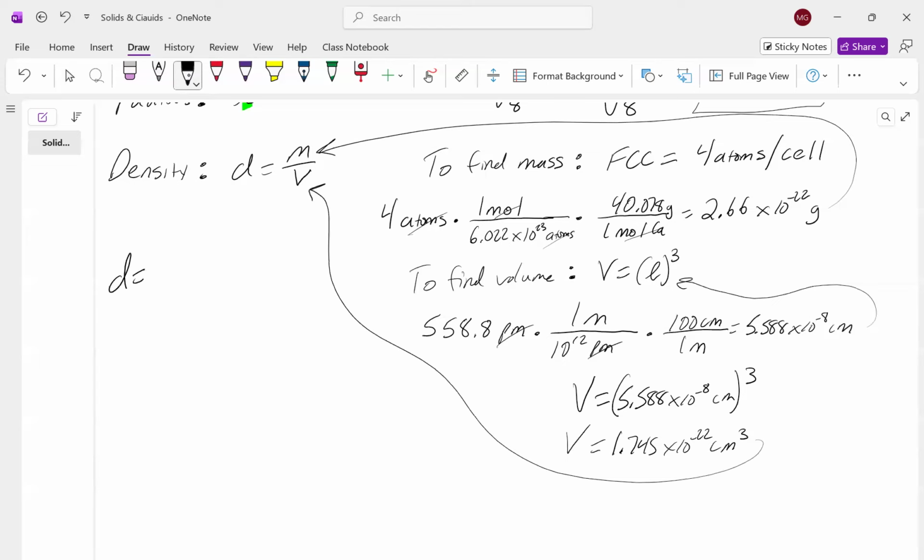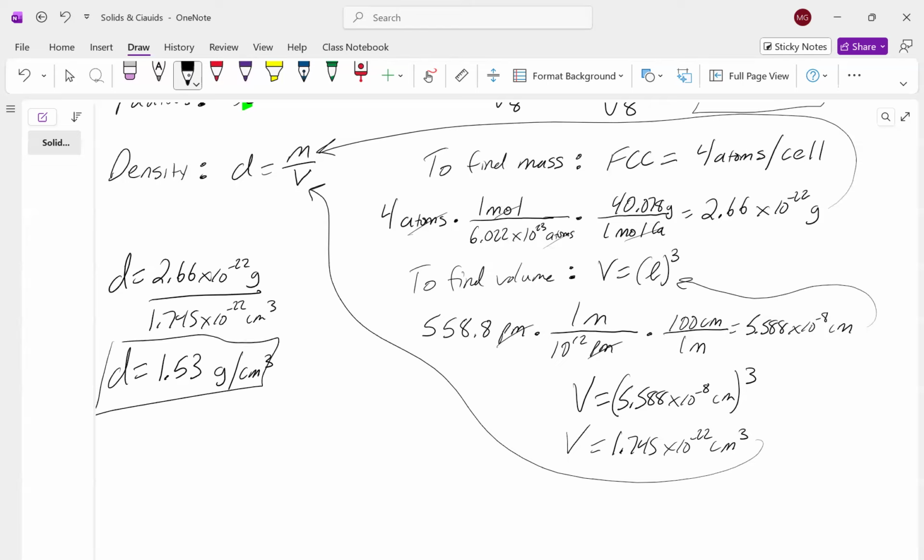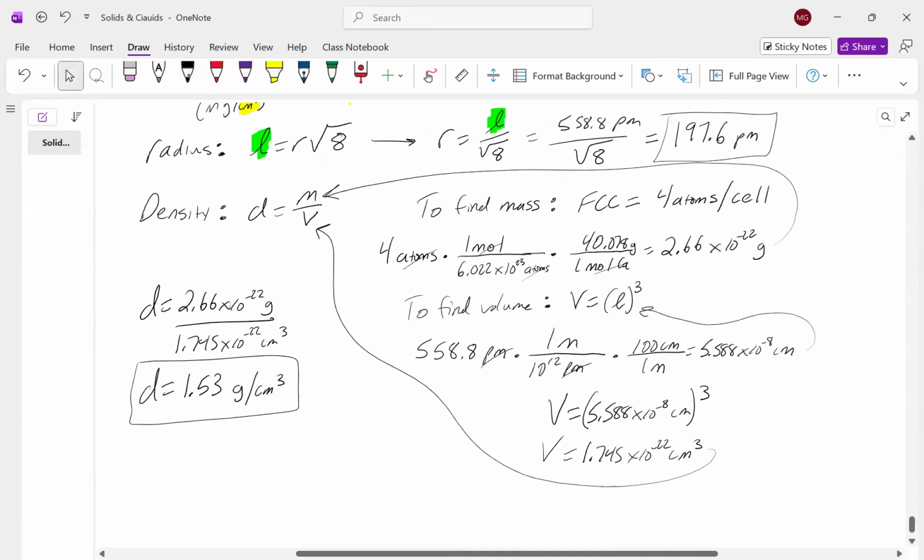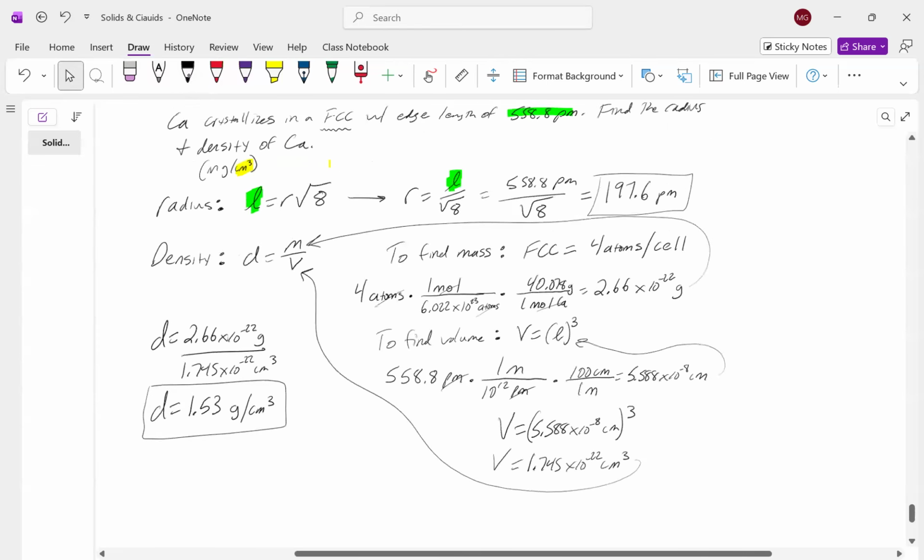So let's plug our 2 numbers in. So there's the mass, and here's my volume in cubic centimeters. And that comes out to 1.53, give or take some rounding, grams per cubic centimeter. And in fact, I encourage you to Google the density of calcium, and it's actually really, really close to that. The only difference between what you might find in the literature and what you find here is probably some rounding errors.